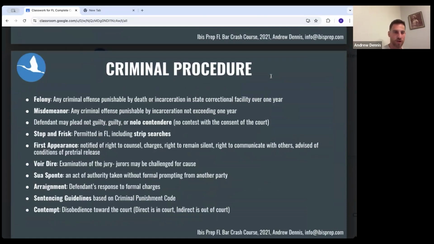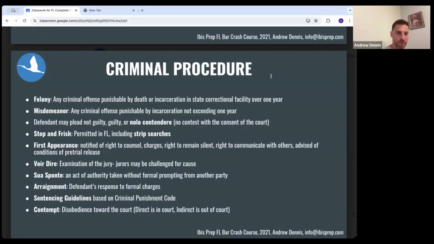So felonies: any criminal offense punishable by death or incarceration in a state correctional facility for over a year. A misdemeanor is any criminal offense punishable by incarceration not exceeding one year. There could even be something that's punishable by detainment in a municipal or city center that wouldn't be a misdemeanor or felony. So it has to be a crime.